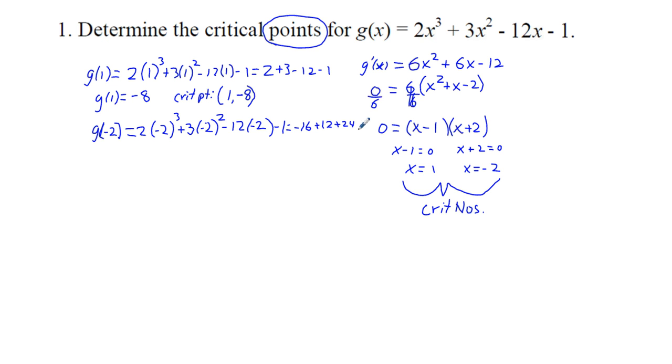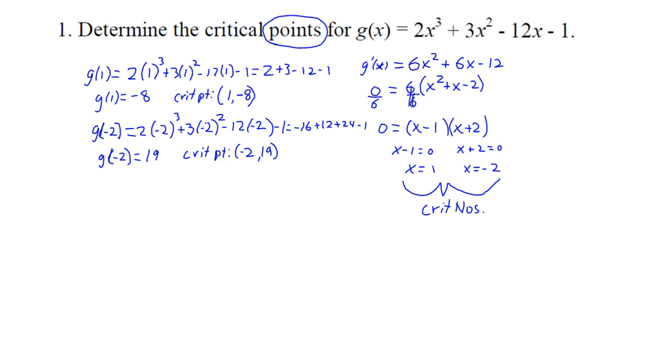And finally minus 1. And so g of -2 comes down to -16 plus 12, that's -4, plus 24 is 20, minus 1 will be 19. So our critical point in this instance is going to be the coordinate pair -2, 19.